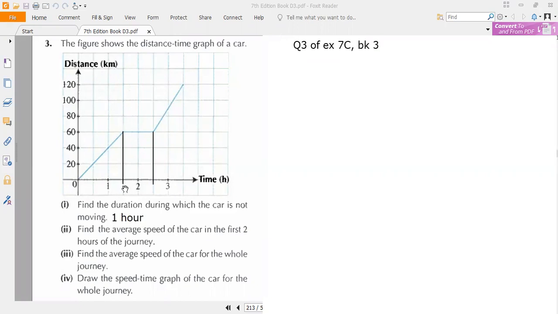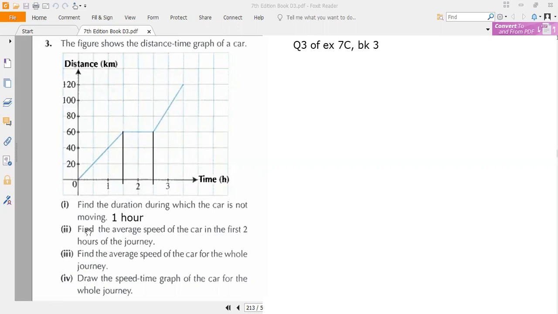How do I know? See, this is at the center of 1 and 2, so it will be 1.5. And it is at the center of 2 and 3. So from 1.5 to 2.5, this becomes a complete 1 hour. So the car is not moving for a complete 1 hour.